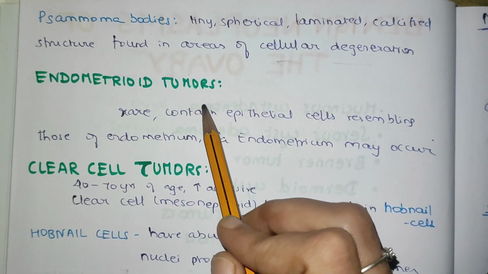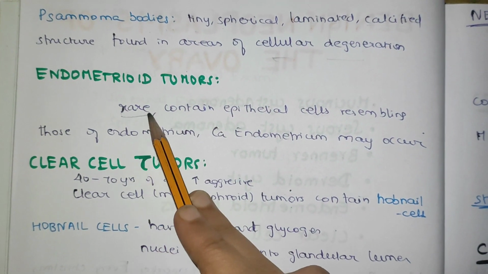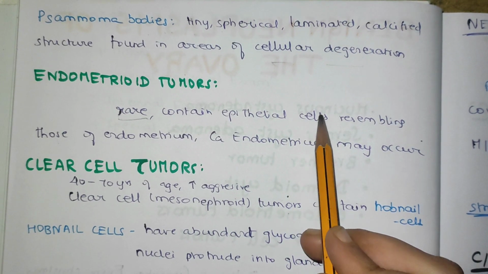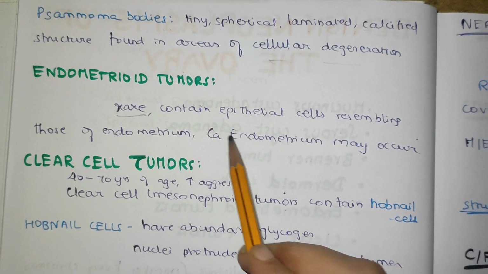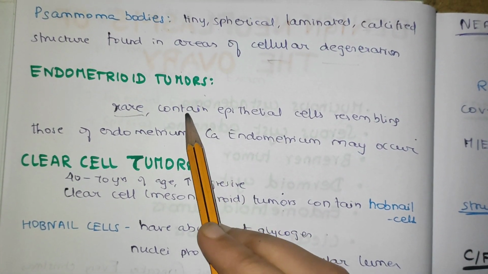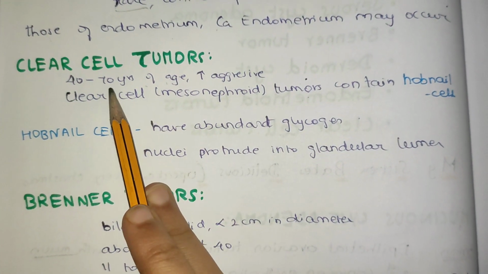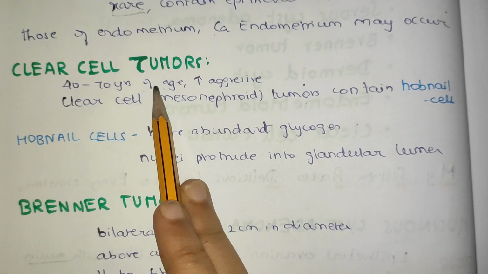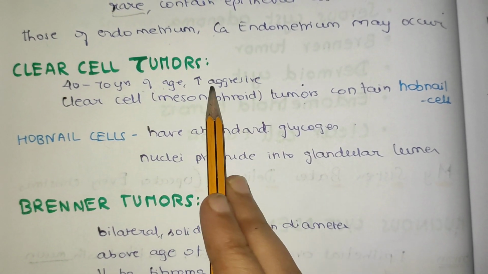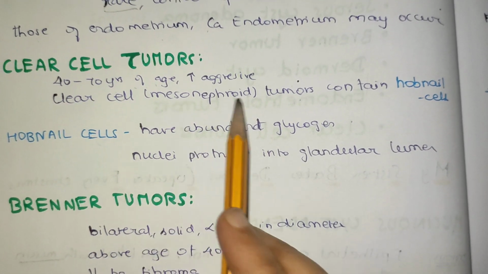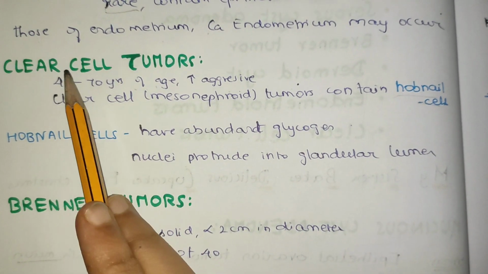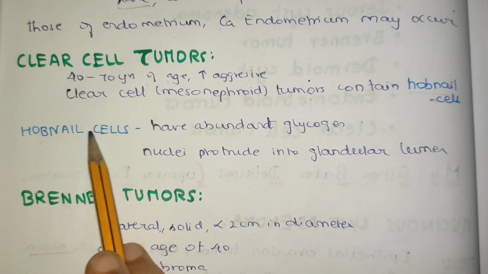So next one is the endometrioid tumors. This is a rare condition. It contains epithelial cells resembling those of the endometrium. Cancer of the endometrium may occur. So this is about endometrioid tumors. Next is about the clear cell tumors. It occurs in the age group of 40 to 70 years, and it is rapidly aggressive, that is, it rapidly increases in size. Clear cell tumors contain hobnail cells. The characteristic feature of clear cell tumors is the presence of hobnail cells.